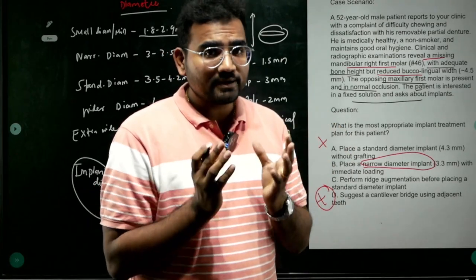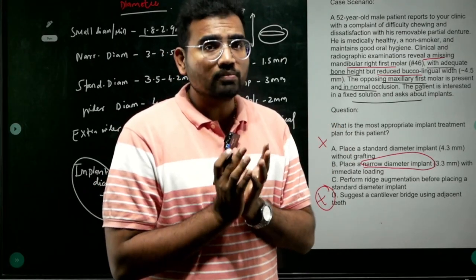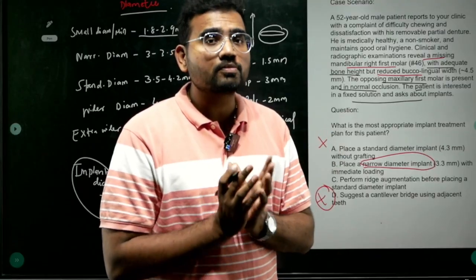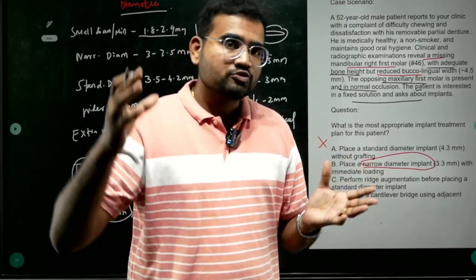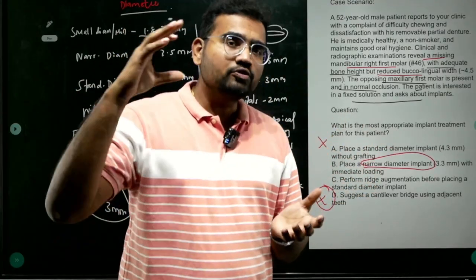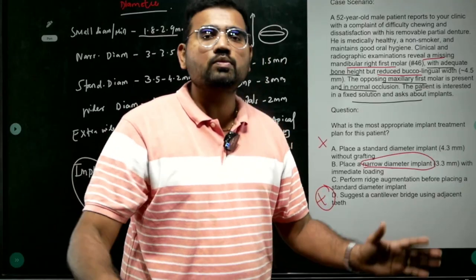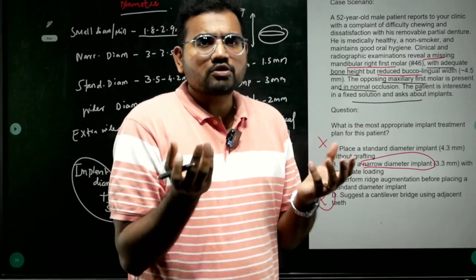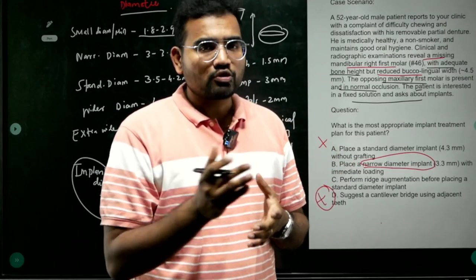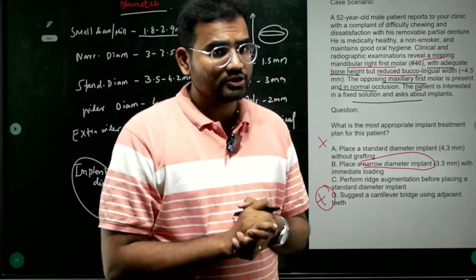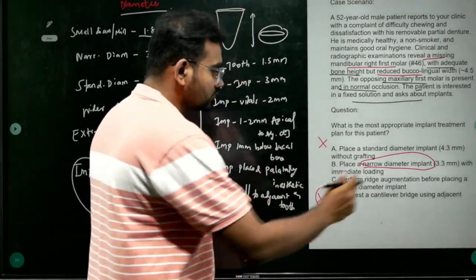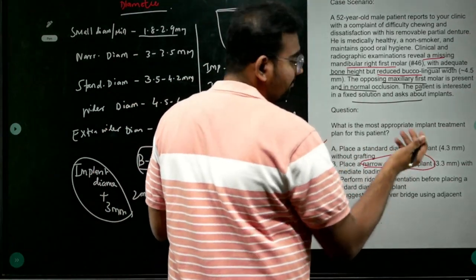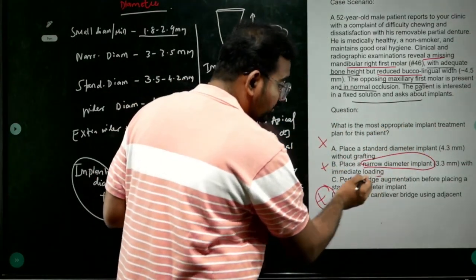Because when I go for wider implants, there's going to be more implant diameter, there's going to be more stress distribution. So when I go into load, I'm going to distribute the forces equally. When I place a narrow diameter implant in a molar region, there's not going to be proper force distribution, and probably that might result in future peri-implantitis. Okay, so I'm going to rule out this option, narrow diameter implant, no, and that too immediate loading, never.